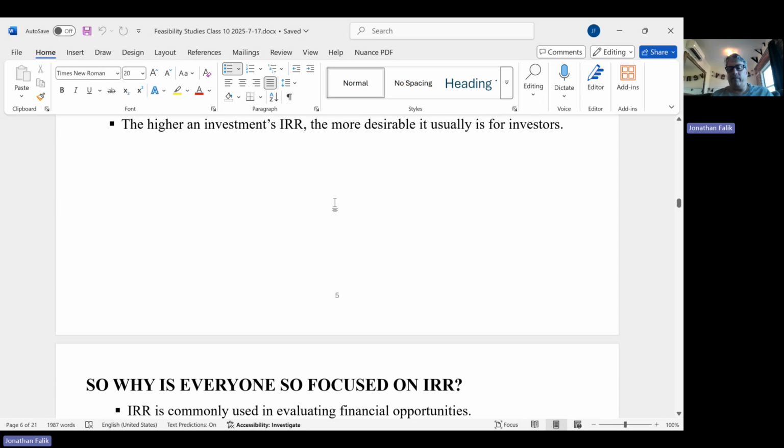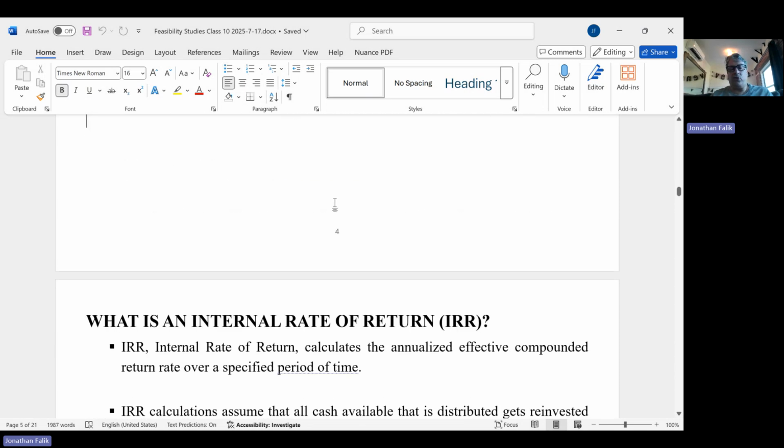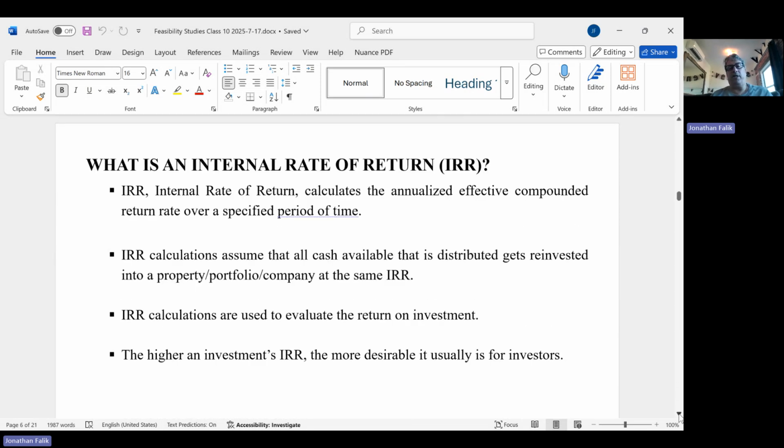Okay, then real estate investors and financial investors talk all the time about IRR, or internal rate of return. Hopefully some of you have heard of this. An IRR calculates the annualized effective compounded return over a specified period of time, right? If you were in class, some of you would have your eyes glazed over and you'd be saying, what the hell does that mean? So let me try to make it really, really simple to understand, and hopefully I will succeed.